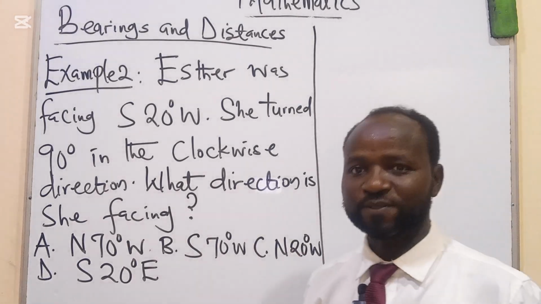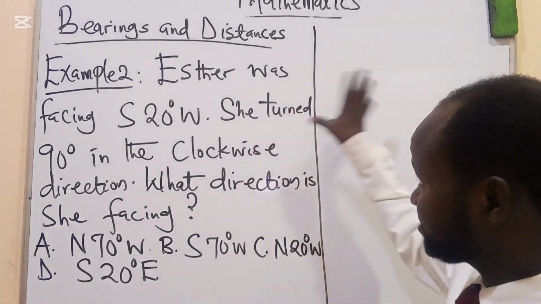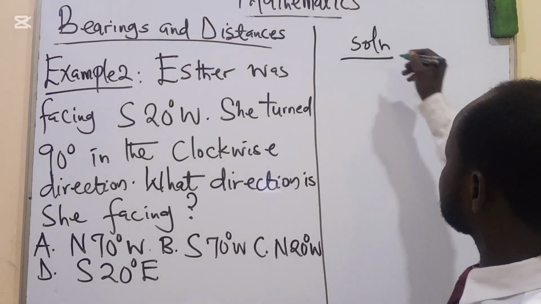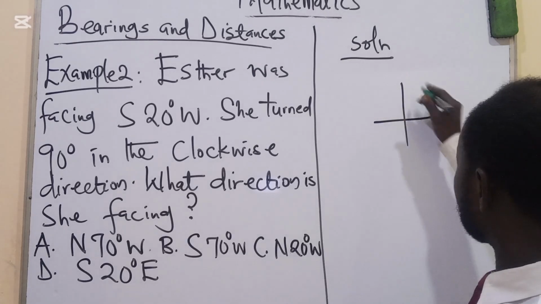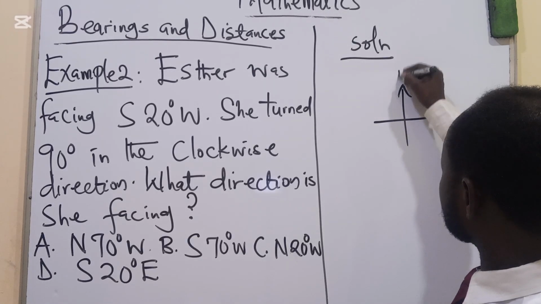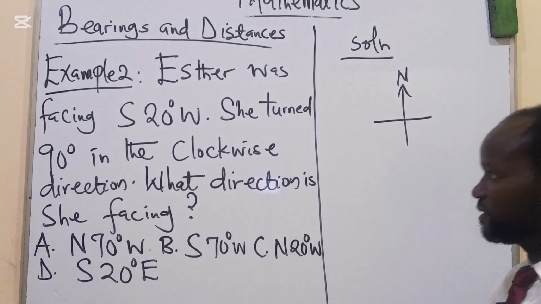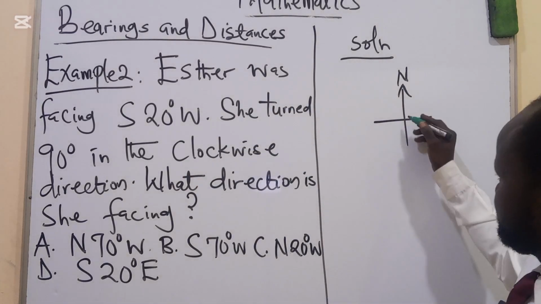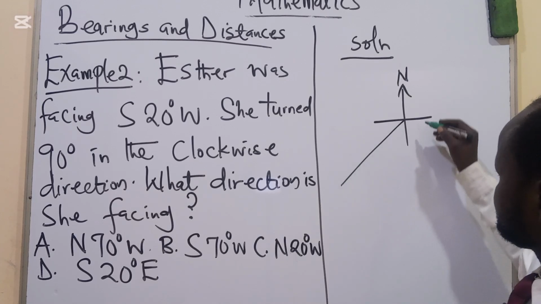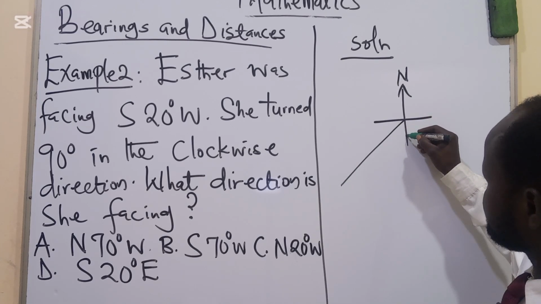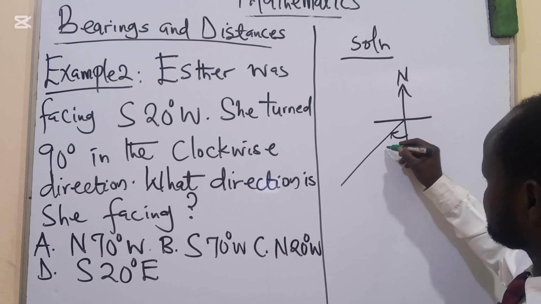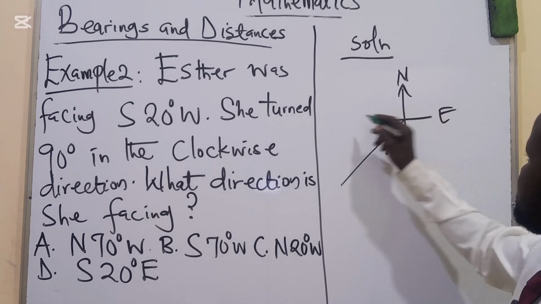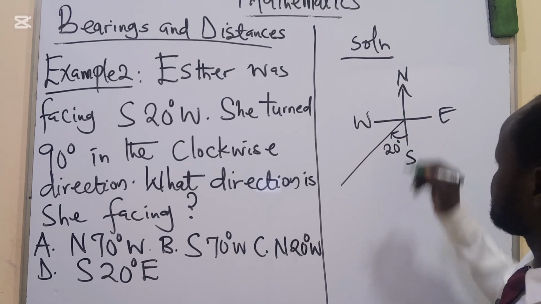Let's look at how we can interpret this. First thing to do, we'll write down our cardinal points. Let's write down the solution. We'll have our cardinal points in this order. This is our north pole. First, Esther was facing 20 degrees southwest. 20 degrees southwest would be this way. This is 20 degrees southwest. Very important. And this is east, and this is west, and this is south.